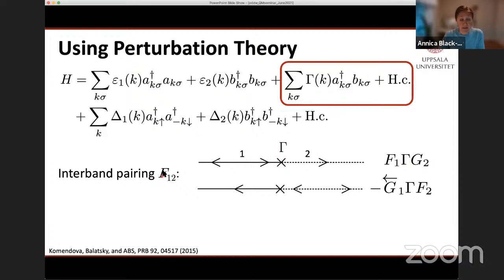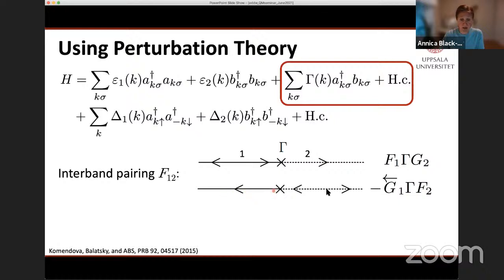I'm also interested in the anomalous Green's function going between 1 and 2. So for example, I can start in band 1 with the anomalous part. I scatter, so this becomes my scattering event. And I move into band 2. So this would be F1, scattering, and then G2, because I want to form an anomalous Green's function. I need to have the arrows going out in both ways. Or I can do the opposite process.